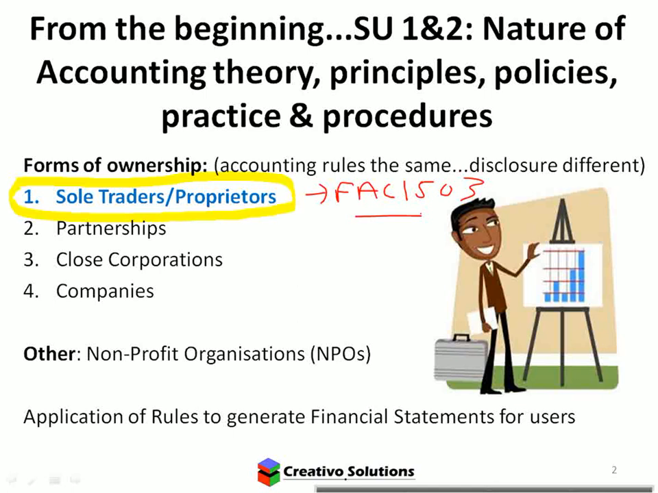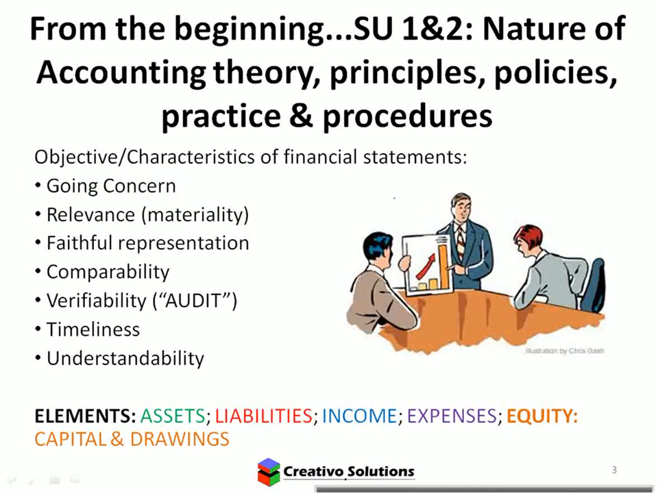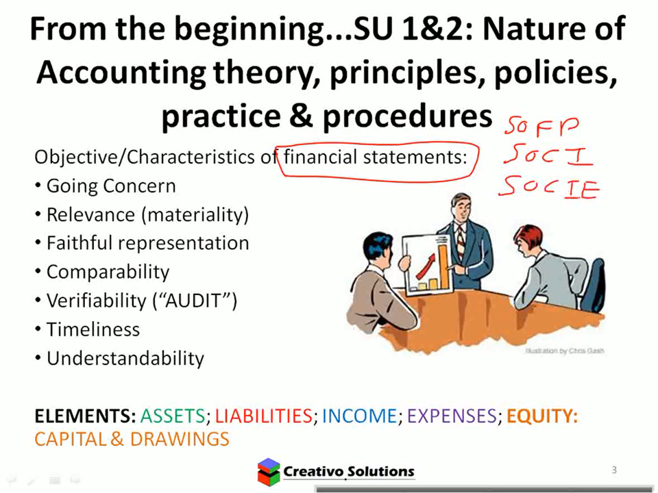Is it important to disclose information? Very important. So even if I'm a sole proprietor, I still need to have an idea of the financial statements in terms of what the statement of financial position has, what the statement of comprehensive income has, what the statement of changes in equity has. Those are the three statements that you could see come up. The first two are the most important.